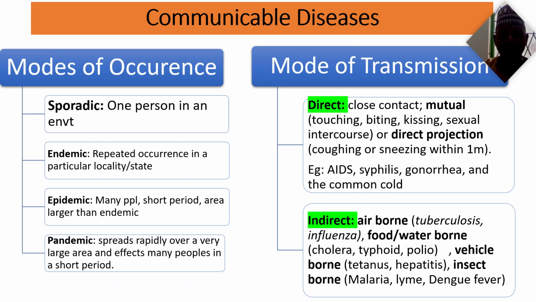So in general, direct transmission of diseases has to be directly from infected person to non-infected person based on close contact, while in the case of indirect, the diseases are transmitted through a medium. An element in the environment serves as a medium for transmitting the diseases from infected person to the non-infected person.